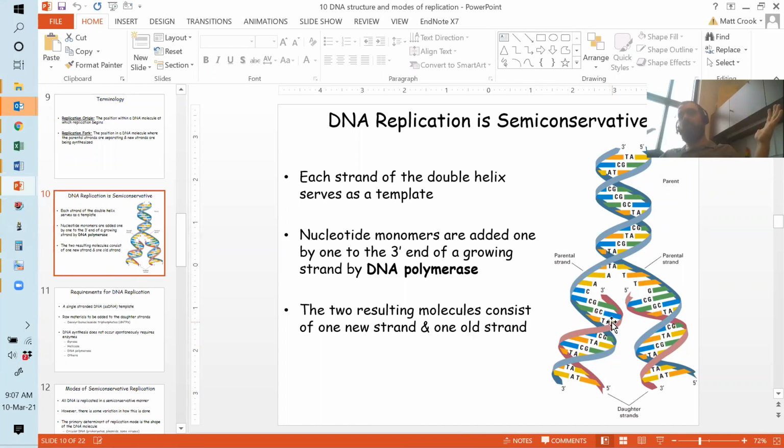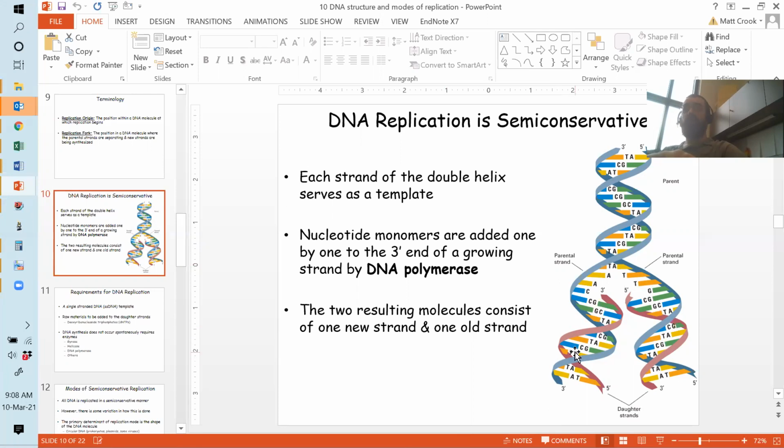Once this has gone on long enough, say in eukaryotes, this will become a chromatid, and this will become another chromatid. So these two will become sister chromatids. Not at this point, because you haven't got far enough yet. But essentially, you will get two new sets of double-stranded DNA, and each set will consist of an old strand and a newly synthesized strand.